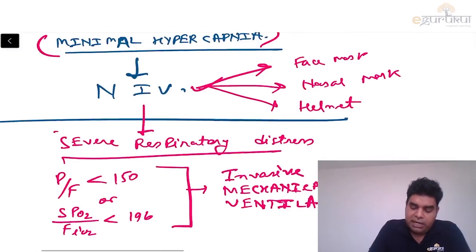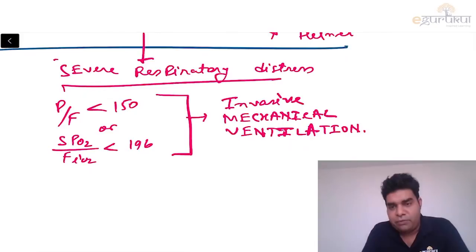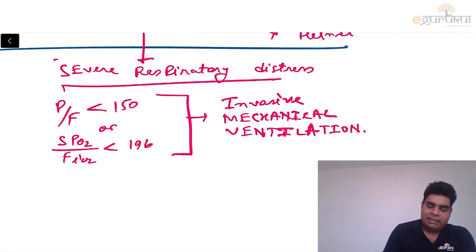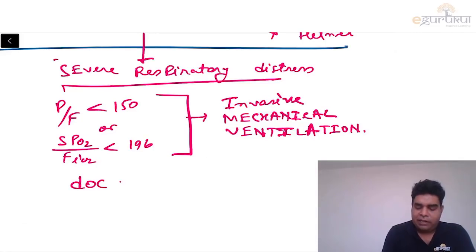But suppose the patient is in severe respiratory distress. We call it severe respiratory distress when the PF ratio is less than 150, or when SpO2/FiO2 is less than 196. In that case, we go to invasive mechanical ventilation. Okay, I hope this discussion on different types of devices is useful to you.